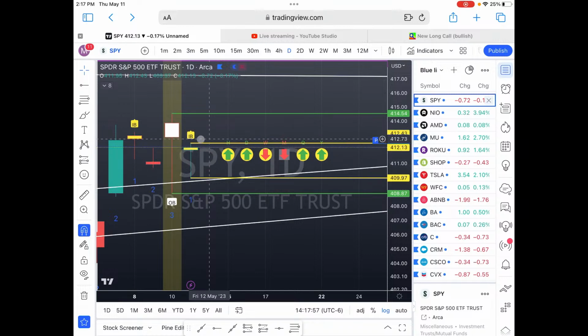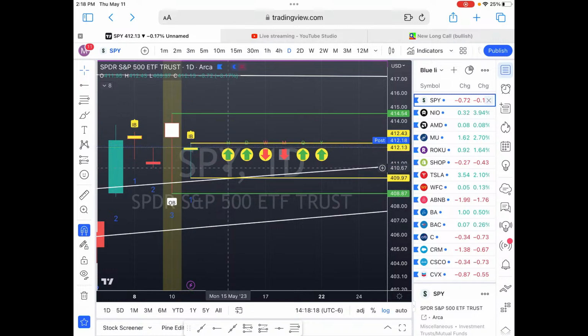If we don't, we're going to look for a break of either one of these inside bars. And I always tell newcomers or people who are struggling to watch the inside bars. That's what you guys should be looking for if you're struggling. If you're looking for the setups, these are the easiest to spot, because really you can take the break of either one of these.